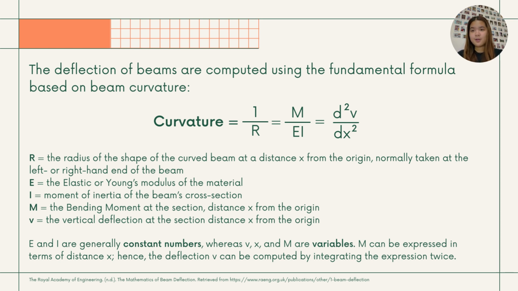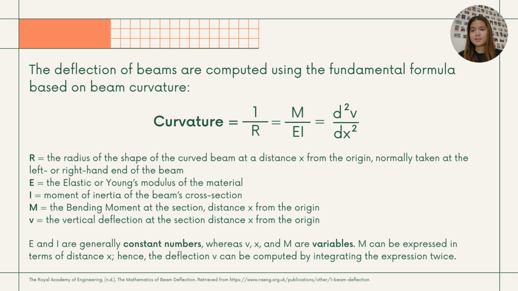E is the elastic or Young's modulus of the material. I is the moment of inertia of the beam's cross-section. M is the bending moment at the section distance x from the origin. V is the vertical deflection at the section distance x from the origin. In this formula, E and I are generally constant numbers, whereas V, x, and M are variables.